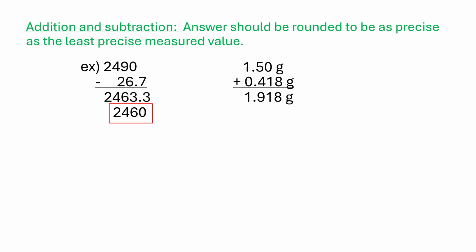So how precise is the first number? What do we think? Is that 0 significant? Yes, you should say that this 0 is significant, and it is in the hundredths place. This 8 is the last sig fig in the second number. It's in the thousandths place. So hopefully you can see that the least precise of these two numbers we're adding would be the first one, the hundredths place, which means that our answer needs to be rounded to the nearest hundredth of a gram. So 1.918 becomes 1.92 grams.